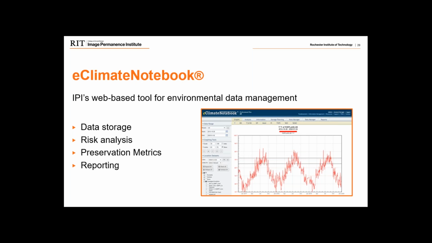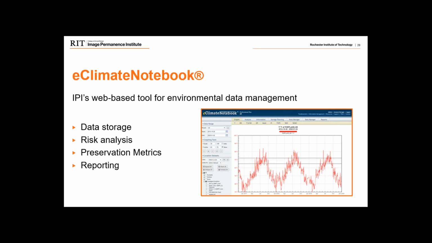There are a number of proprietary softwares. Whatever loggers you buy will have their own software with them. A lot of them are designed for collection institutions. eClimate Notebook was, so it helps you do a really good analysis of the risks that your collection faces, evaluate the preservation metrics that are built into it, get some reporting, and really get a good picture of what your environment looks like, where your collection lives, and how things are actually being treated. To really let you assess, if I'm making changes, are they positive or negative for the collection?